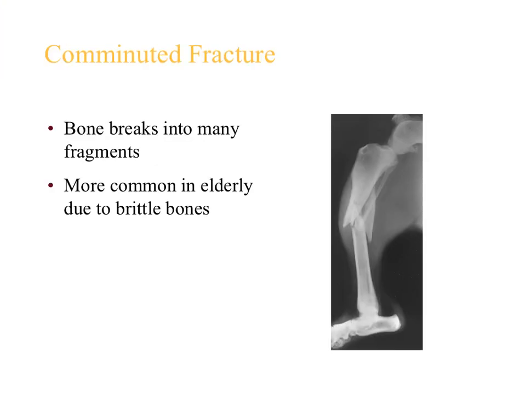There's a bunch of different types of fractures, so we'll go through those right now. So a comminuted fracture is when the bone breaks into many fragments. These are more common in the elderly because their bones are more brittle, often the result of accidents and falls and things like that. And if you have many fragments, oftentimes you need to have pins and wires put in to heal the bones in the right position.